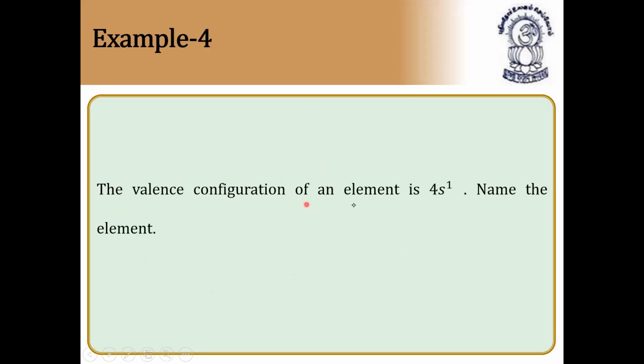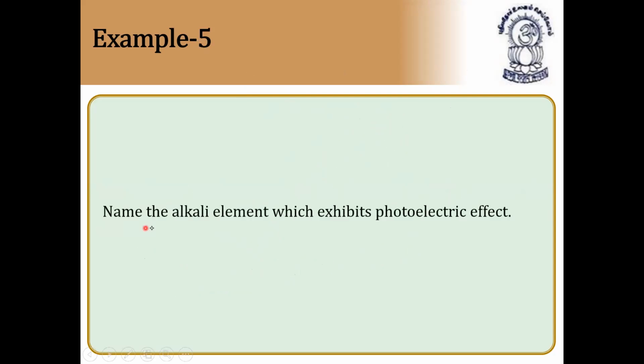The valence configuration of an element is 4s1. Name the element. It is quite simple here. We know lithium is 2s1, so sodium will be 3s1, and potassium will be 4s1. So the answer is potassium. Next question. Name the alkali element which exhibits photoelectric effect.